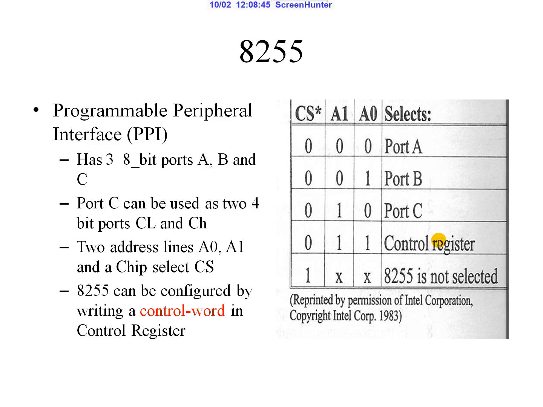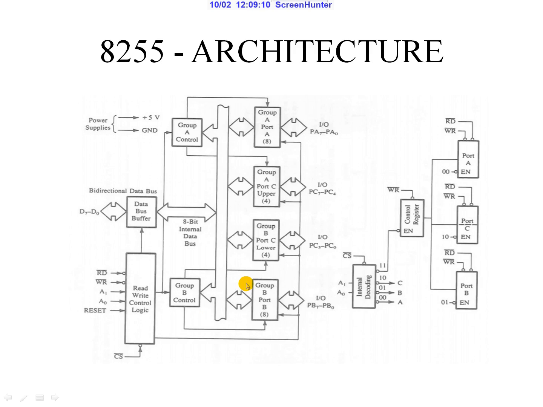If you want to choose the control register for operations, this control register is only writable, it is not readable at all. This writable control register is accessed by giving A1 A0 as 11. And if the chip select pin is not selected, that is, if it is given as 1, then the 8255 is not selected.